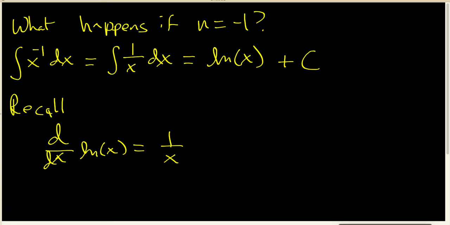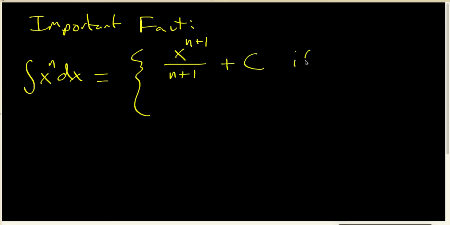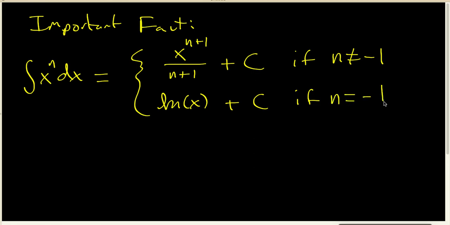So to summarize what we've done, we've established this important fact. If I want an antiderivative of x to the n, it breaks into two cases. The antiderivative will be x to the n plus 1, divided by n plus 1, plus any constant that you want to add, as long as n is not equal to negative 1. And if I'm looking at the antiderivative of x to the n and n is equal to negative 1, I get the natural log of x plus any constant that I want to add. And this is true when n is equal to negative 1.